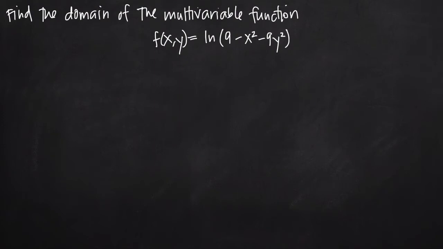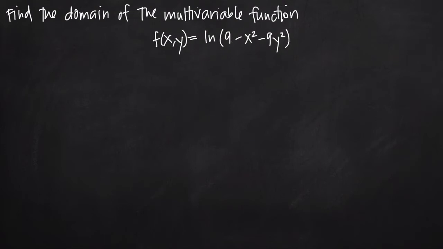So this is going to be similar to the process we followed when we were looking for the domain of a single variable function where we just had some function for y in terms of x. Now we have a function for z in terms of x and y, so multivariable. All we're going to be doing is looking for points where this function is undefined.